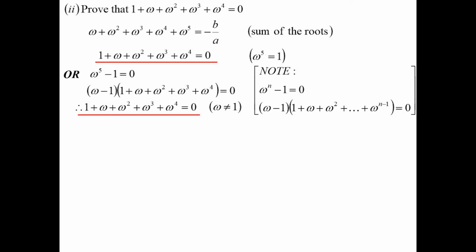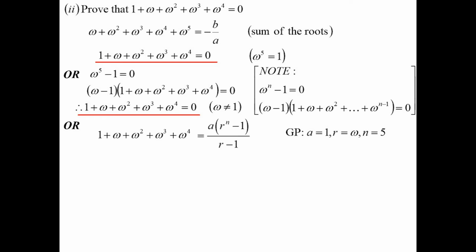And yet another way we could do it. Let's have a look at this thing, 1 plus omega squared and so on. What we've got there is a geometric series. First term is 1, the ratio is omega, and we have 5 terms. So if I sub that into our formula, we get 1 outside of omega to the power of 5 minus 1 over omega minus 1. But, oh, hang on a sec. The equation we're solving is omega to the power of 5 minus 1 is equal to 0, and so that must equal 0. So there's several ways we could do that question.